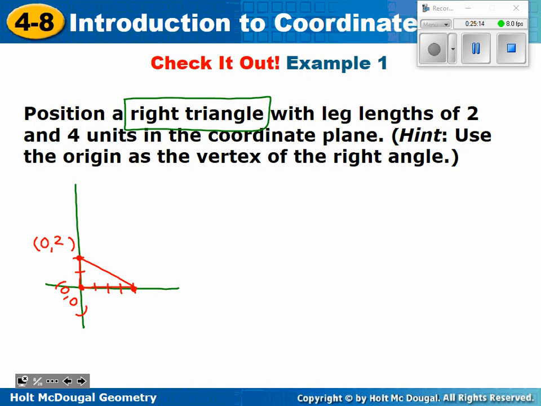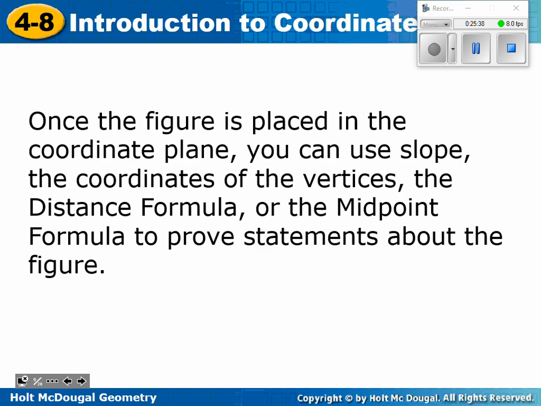0, 2. And on the x-axis? 4, 0. Could we have gone up 4 and right 2? So you might check your answer with the neighbor, and they have a point at 0, 4 and a point at 2, 0 because they chose to make the leg here 4 and the leg here 2. Doesn't matter. Any questions? All right, they're going to get a little harder.